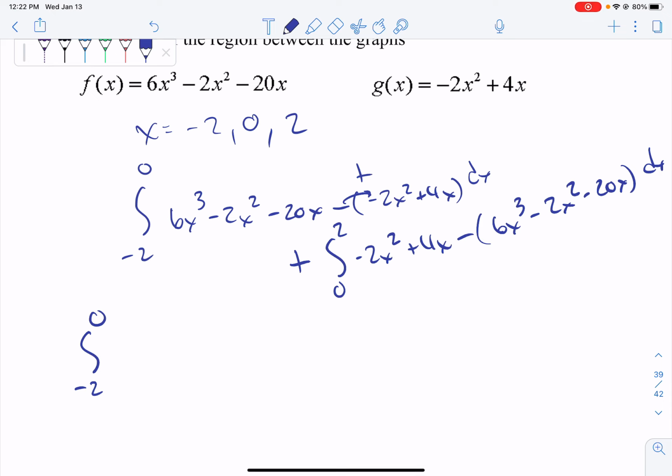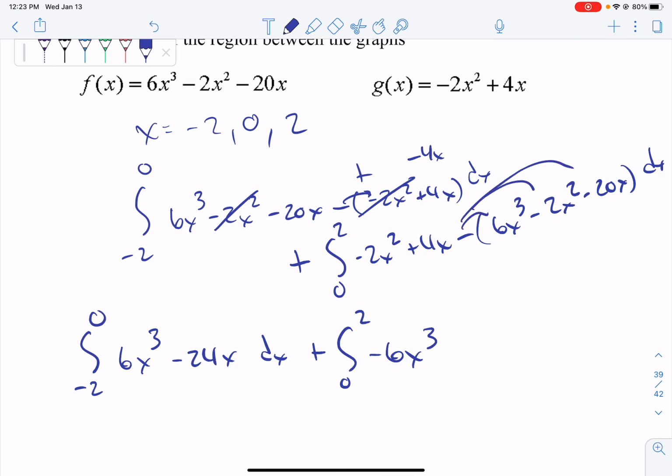So this becomes a plus 2x squared. So I get 6x cubed, the 2x squared minus 2x squared cancels, and then I have minus 20x, but this becomes a -4x, so that becomes minus 24x. And then I'm going to add the integral from 0 to 2. I get -6x cubed when I distribute this negative to everything. And then I've got positive 2x squared and a -2x squared. So again, those are going to cancel out. But then I get 4x plus 20x because that negative distributes. So I get 24x dx.